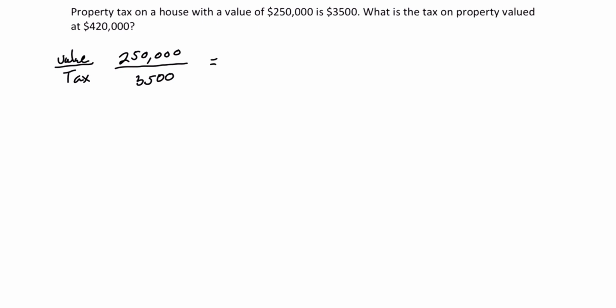When we set up the right side of the equation, we want to make sure that those ratios are the same. If the numerator of our first fraction has the value, the value needs to be in the numerator on the other ratio. 420,000, and then we're looking for the tax value on that house. So we'll give it a variable x. And now to solve this, we cross multiply.